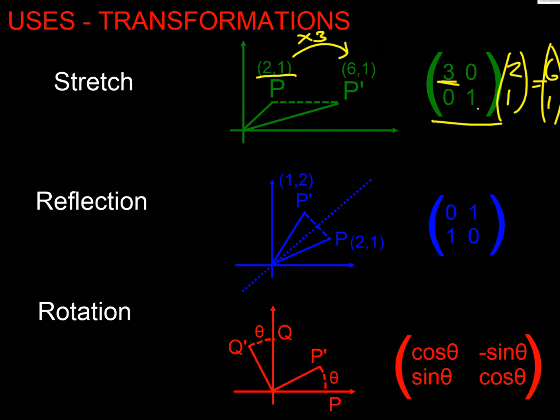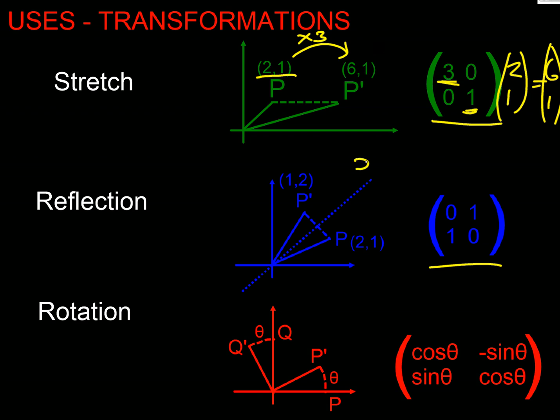So what's this 1 here? You wonder. Well, that's actually saying to us that in the Y direction nothing changed, so the scale factor was 1. So this matrix will take any point and transform it by the stretch of times 3 in the X direction. What's this matrix here do?